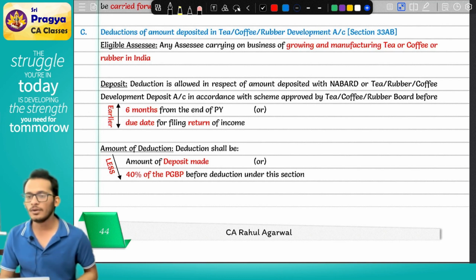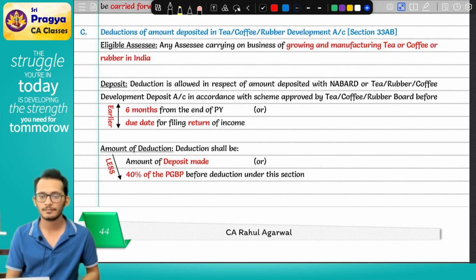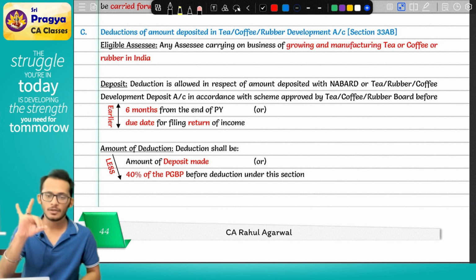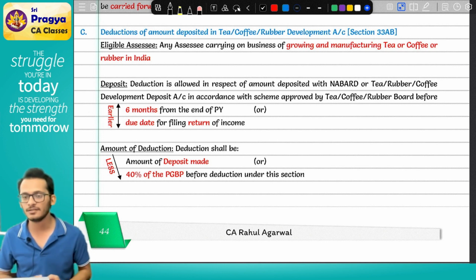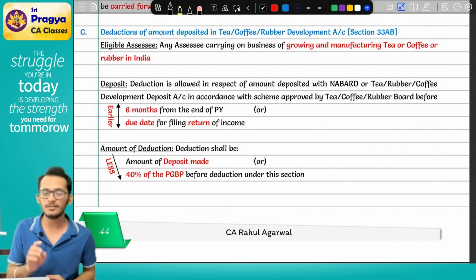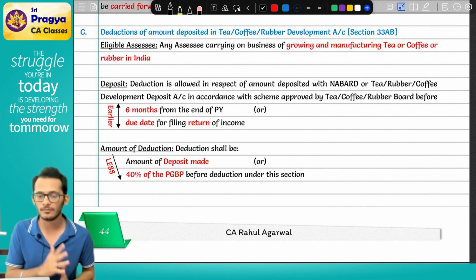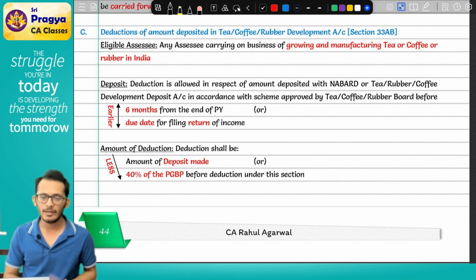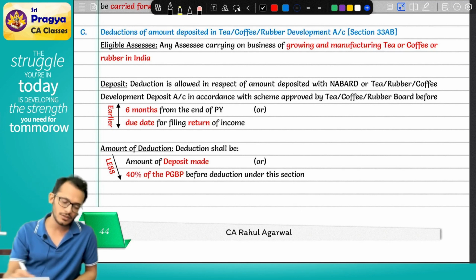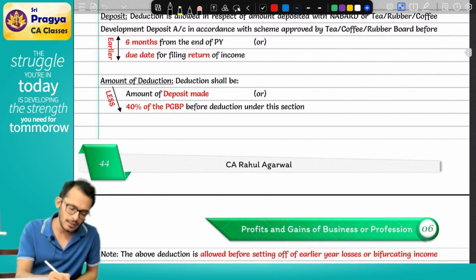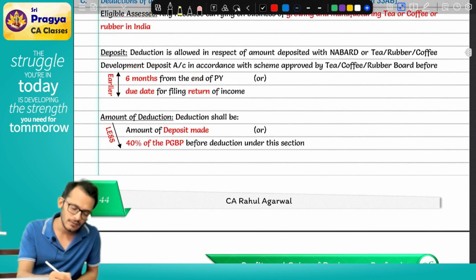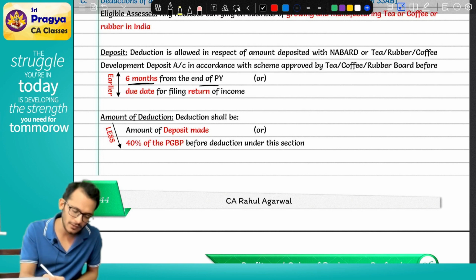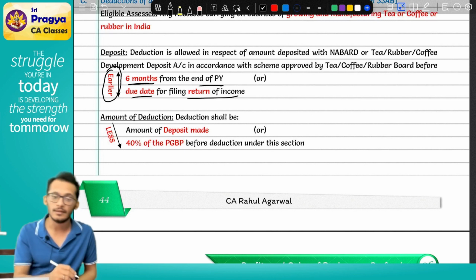This is only for those people who are engaged in tea, coffee and rubber, which means you should be in the business of tea, coffee and rubber. In your business, you have allocated some money to a reserve. Whatever money you put in that reserve will be allowed as a deduction, subject to the condition that you deposit the money within 6 months from the end of the previous year or within the due date of filing the return of income, whichever is earlier.